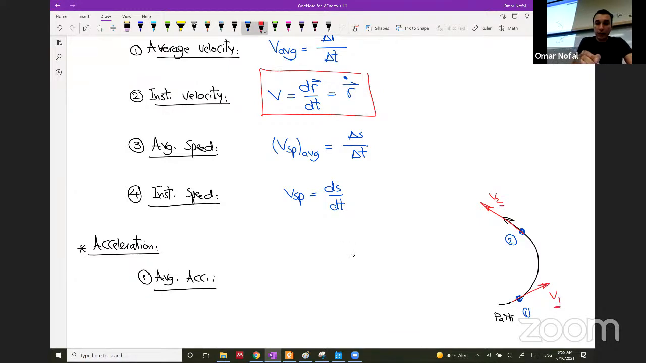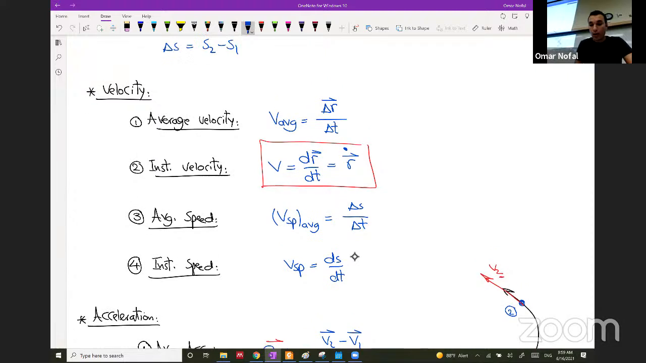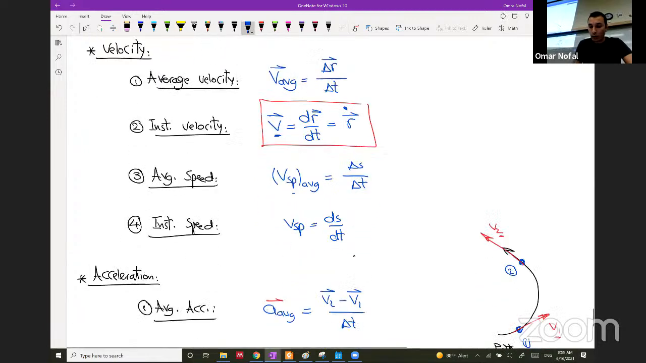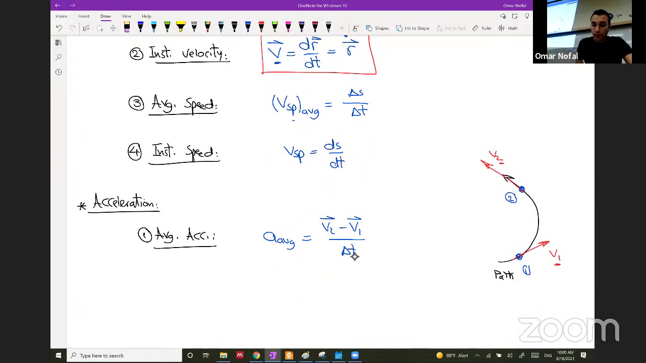So the average acceleration is equal to v2 vector minus v1 as a vector over the delta time t. And it's still a vector quantity. So the A average is a vector quantity, and also the v here is a vector quantity, and also the v average is a vector quantity. The speed is a scalar, and the average speed and the speed are scalar quantities. So here, A average is a vector quantity.